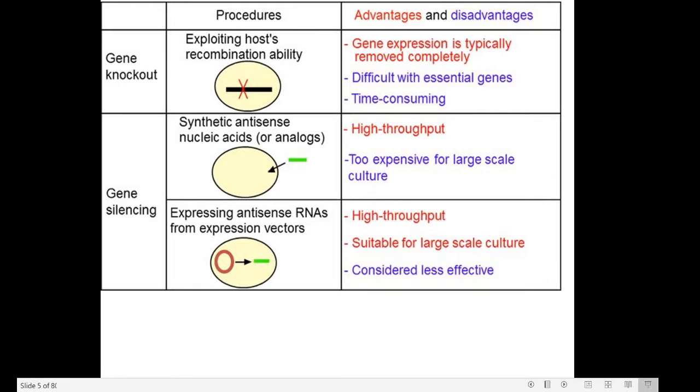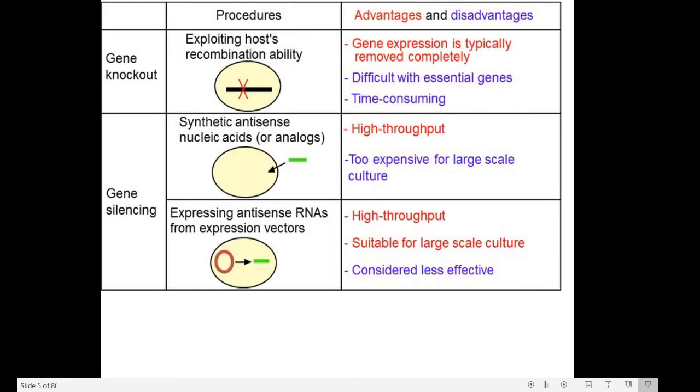It typically means the gene expression is fully removed. There are no traces left. Okay, it takes much time. Another thing, gene silencing, means we are not removing the gene, we are suppressing the expression.